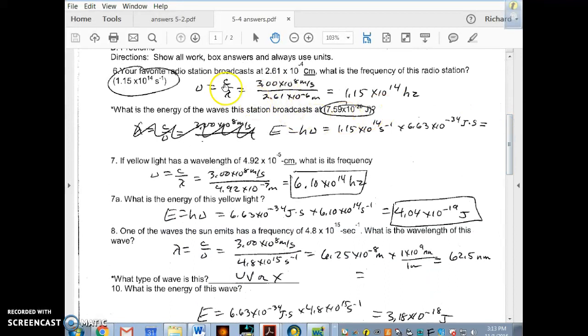All right, now here's the math. So I took 3 times 10 to the 8th meters per second, and I went ahead and divided this by 100 to get it to 10 to the negative 6. So 3 times 10 to the 8th over 2.6 times 10 to the negative 6 is 1.15 times 10 to the 14th.